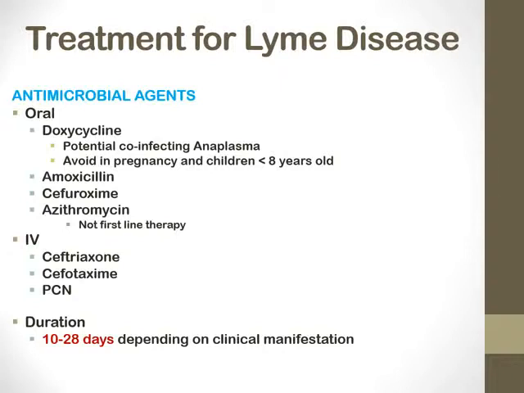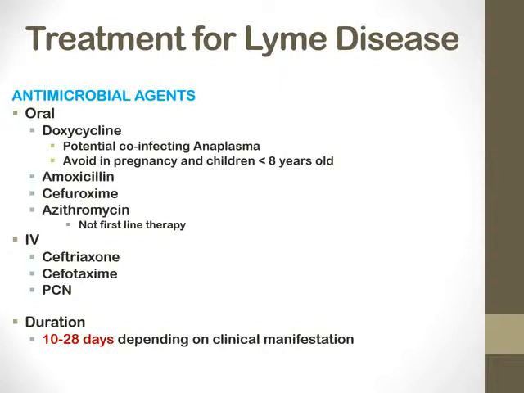As we move on to treatment, a lot of the treatments should look very familiar. These are drugs such as doxycycline, as well as beta-lactams such as amoxicillin and cefuroxime, which are commonly used. Notably absent from the list of beta-lactams are first-generation cephalosporins. Again, these drugs are very commonly used in the treatment of bacterial cellulitis or skin infections, but do not have activity against the Lyme spirochete.